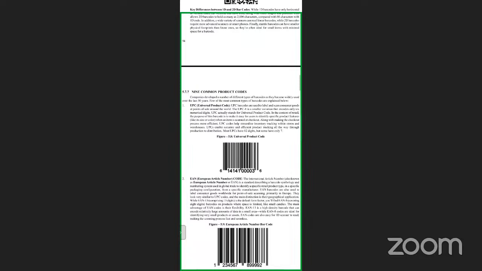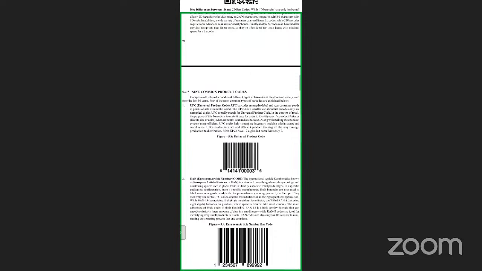UPC actually stands for Universal Product Code. In the context of retail, the purpose of this barcode is to make it easy for users to identify specific product features when an item is scanned at checkout, along with making the checkout process more efficient. That is, UPC code will help them streamline inventory tracking, how much stock is in the store and how much is at the warehouse.